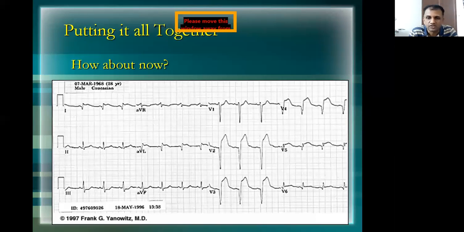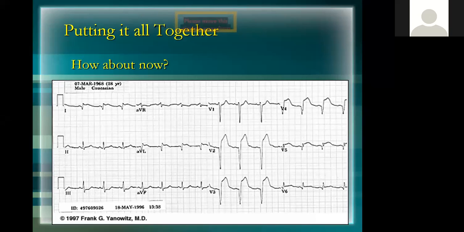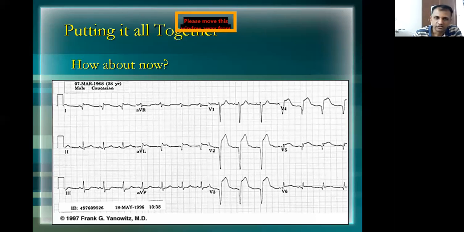This is probably the easiest of all the ECGs we have. Who would like to take this ECG? Diagnosis, or do you want to just read the ECG? Anterior wall MI. Why do you say this? V2, V3, V4 ST elevation, V1 ST depression. Yeah, reciprocal change. Excellent.